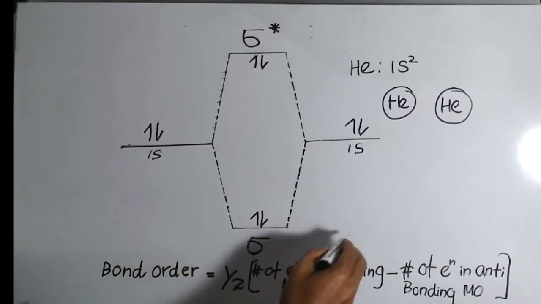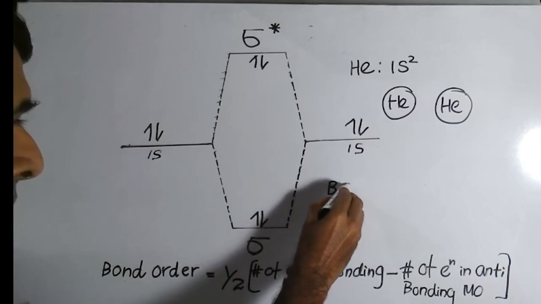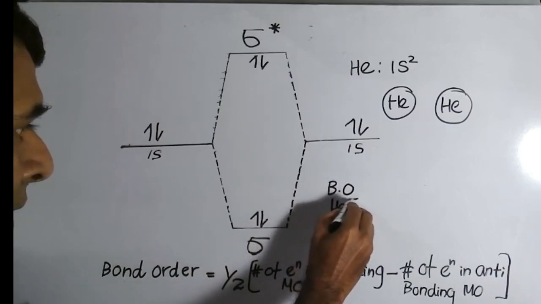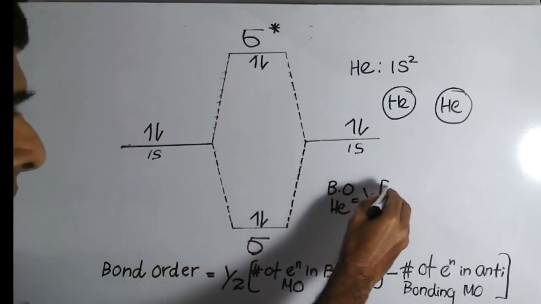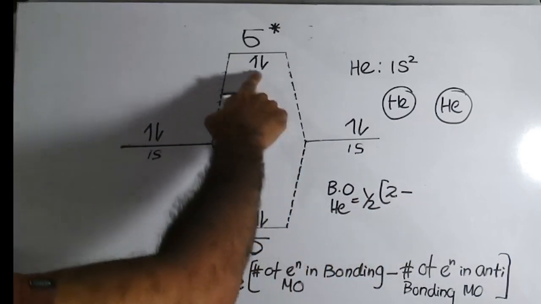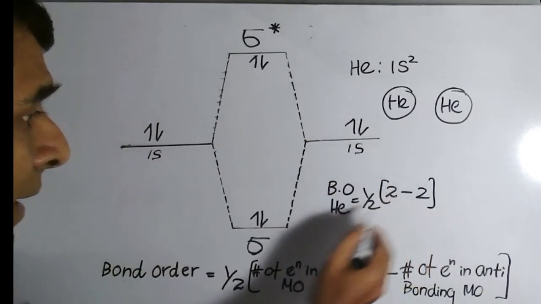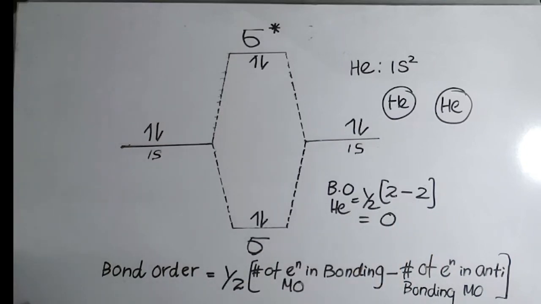Then I am going to apply the formula. The bond order for helium is half into 2 electrons in the bonding molecular orbital minus 2 electrons in the anti-bonding molecular orbital. This is going to be 0. Then we can say the helium molecule is not going to exist.